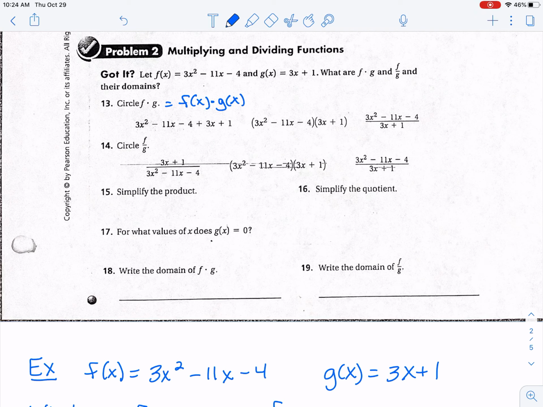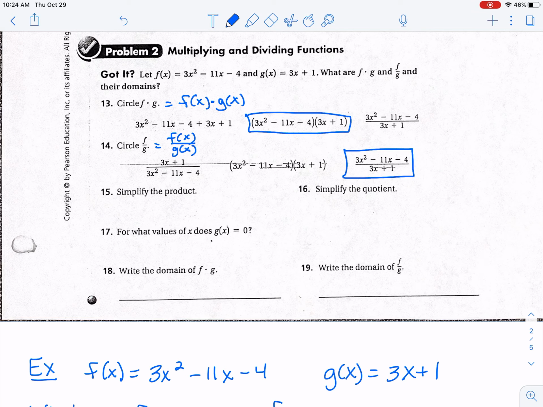All right, so f of x is 3x squared minus 11x minus 4, and g of x is 3x plus 1. So those are written as quantities. If I'm taking f divided by g, that's the same as f of x divided by g of x. Well, f of x is the 3x squared minus 11x minus 4, and the g of x is 3x plus 1. So I'm looking to divide those two. Now it says to simplify the product.